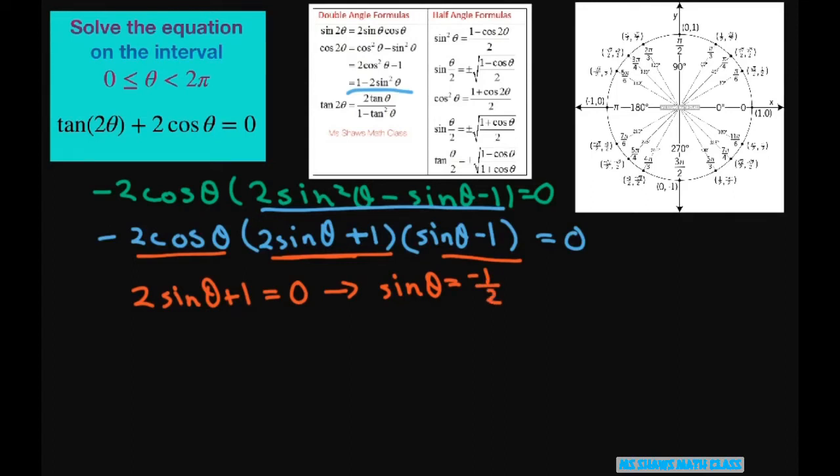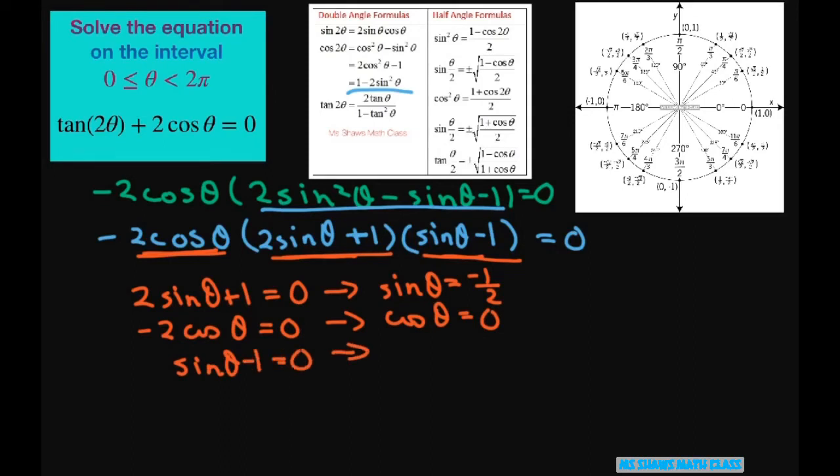And then for this piece, we have negative 2 cosine of theta equals 0. If you divide both sides by negative 2, you just get cosine of theta equals 0. And then for this piece, we're going to get sine of theta minus 1 equals 0. So we have sine of theta equals 1. From here, we're left with just finding our angles.